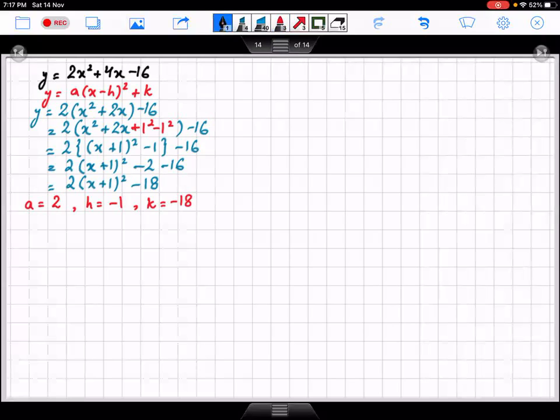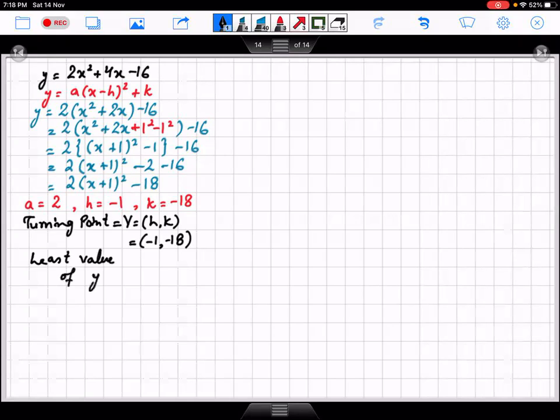They are asking for the turning point. The turning point is basically the vertex, that is h comma k. So it should be minus 1 comma minus 18. And if they are asking for the least value of y, the least value should be minus 18.